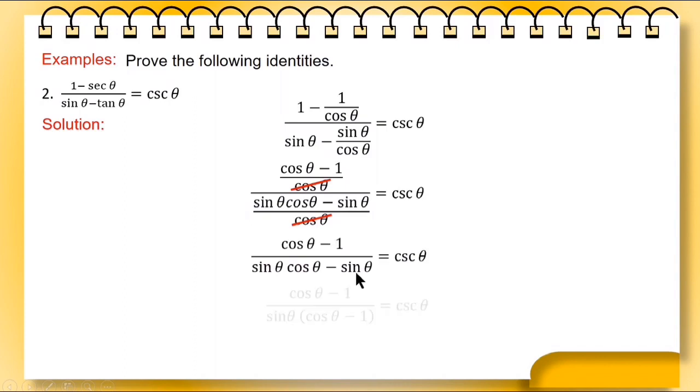So, this will become cosine theta minus 1 over sine theta times the quantity cosine theta minus 1 is equal to cosecant theta. There's a common factor in the numerator and denominator, which is cosine theta minus 1, so we cross it out. The equation then becomes 1 over sine theta is equal to cosecant theta. Recall that the reciprocal of sine is cosecant. By reciprocal identities, 1 over sine theta is equal to cosecant theta.